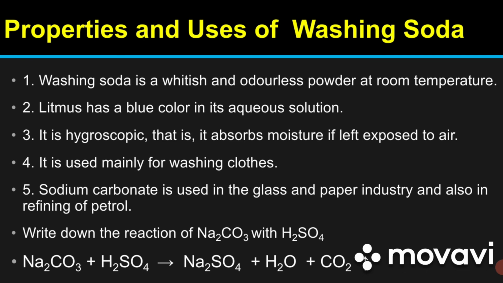Properties and uses of washing soda. Washing soda is a whitish and odorless powder at room temperature. Litmus has a blue color in its aqueous solution. It is hygroscopic, that is, it absorbs moisture if left exposed to air. It is used mainly for washing clothes. Sodium carbonate is used in the glass and paper industry and also in refining of petrol.